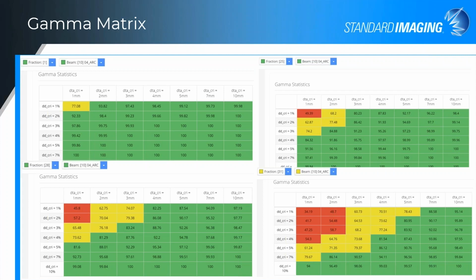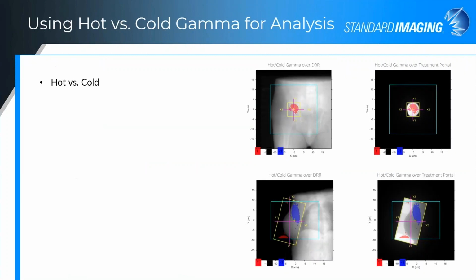Even if you had 100% fail, having the gamma matrix sort of gives you a bigger snapshot of what's going on across all of those results, and you can kind of see where it's really fallen off the cliff. And you can see in this example, fraction 1, at 1%, 1 millimeter, you're at 77, and then by the time you get to fraction 31, it's dropped to 34.19, and you also see the shift across basically the matrix. And this would be, you know, an indication that you probably have something that you need to investigate.